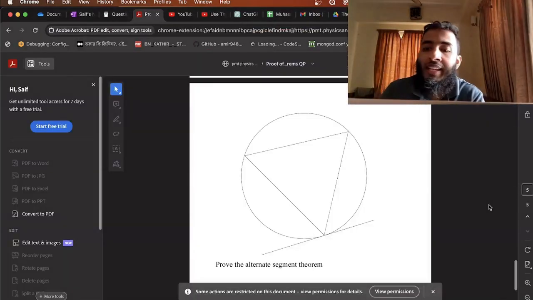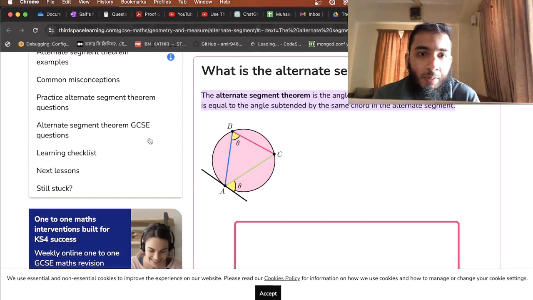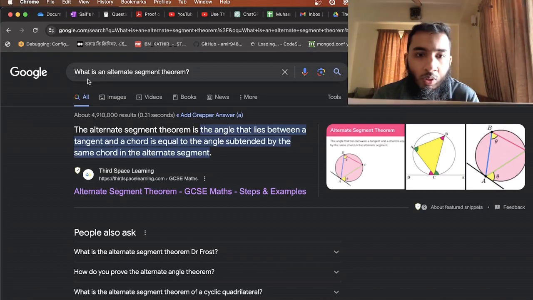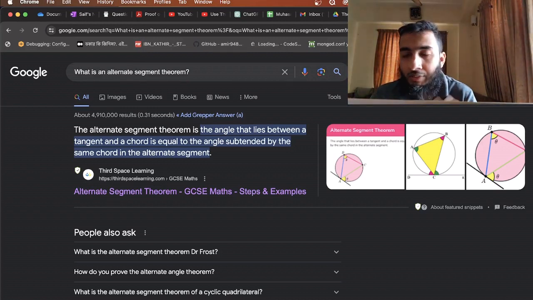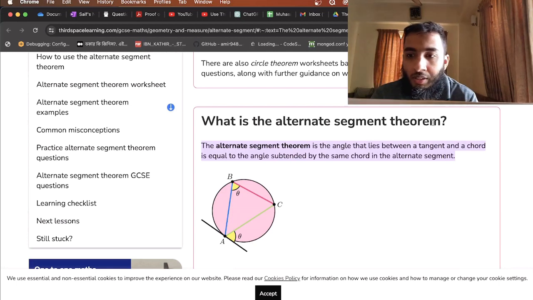So if you look at the next problem, it says prove the alternate segment theorem. The likely question is, what is the alternate segment theorem? If you go to the website thirdspace-learning.com, you can Google what is the alternate segment theorem, and check the first link where I went.